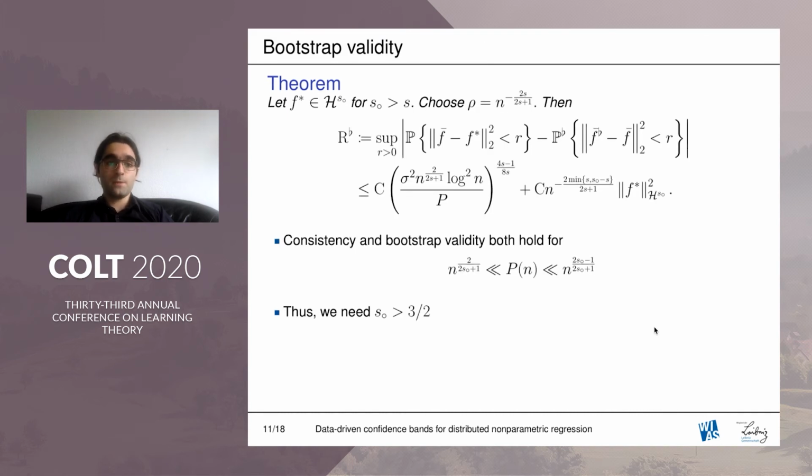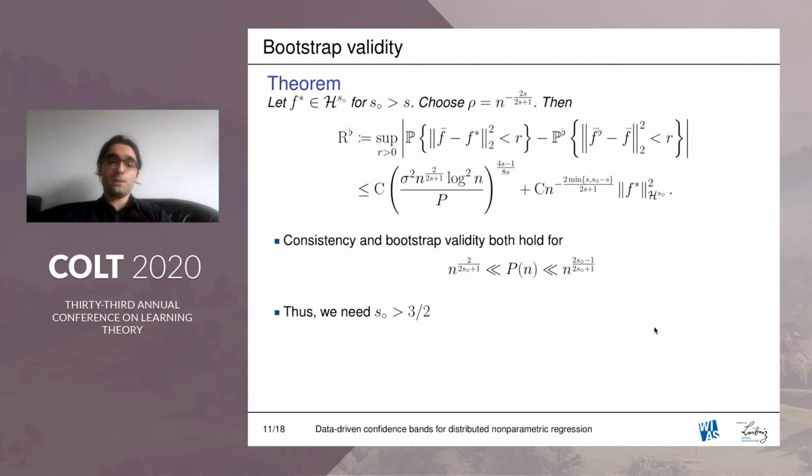And the main result of the paper, Bootstrap validity for the proposed Bootstrap scheme. Here we will need to impose undersmoothness assumption, so S0 is strictly larger than S. Again, we properly choose the penalization parameter, and we can bound the discrepancy between the real-life ball and the Bootstrap ball. The first term gets smaller with larger P, and the second term gets smaller with larger n and larger gap between S0 and S.